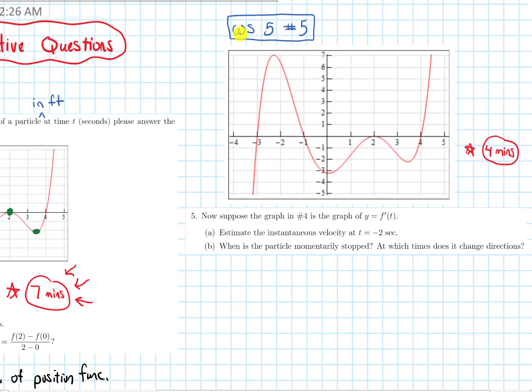All right, I want to look at another example. This is problem 5 from the same worksheet. I have the same graph, but now it says suppose this graph is the graph of the derivative. So we are now assuming that this is the graph of the derivative, so this is y equals f prime of t now.